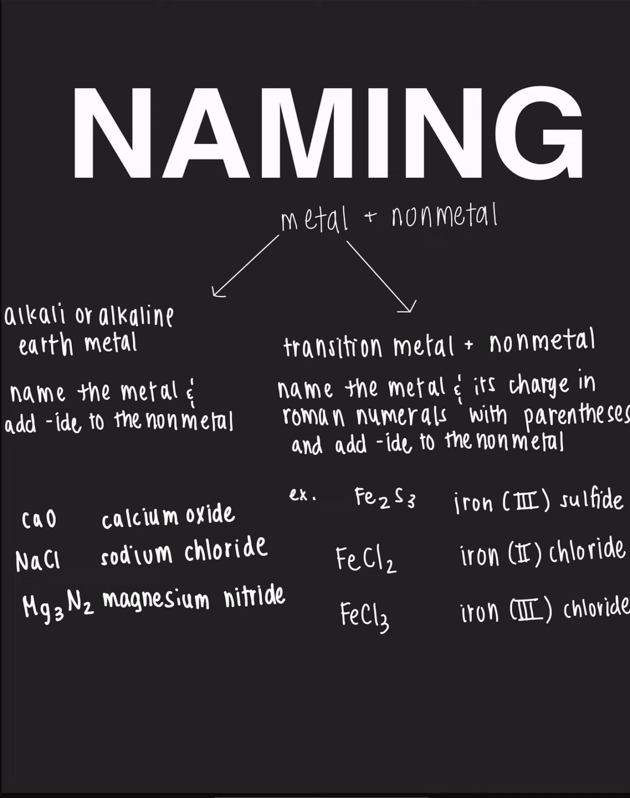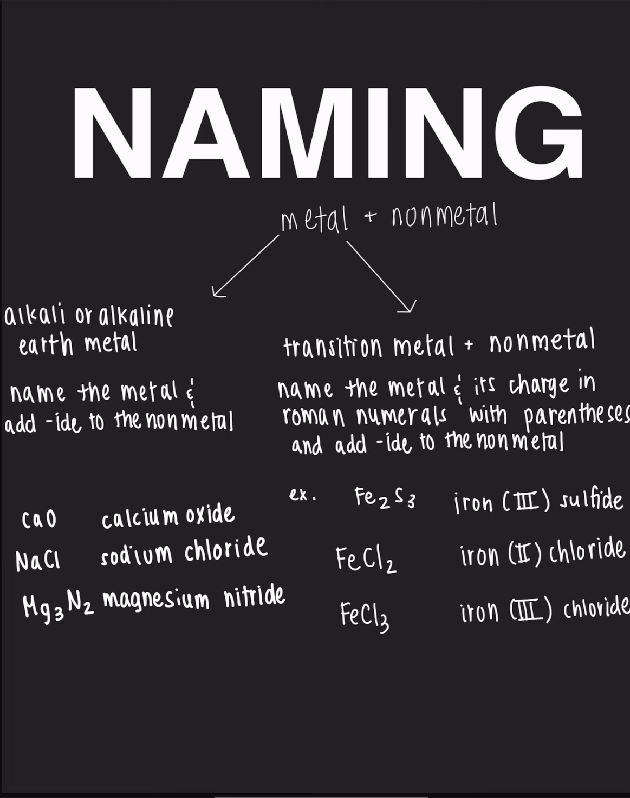Okay, going back to this video, it's not that complicated, y'all. I know it can seem quite daunting at first, but it's not that bad, I promise. So if you have an alkali or alkaline earth metal, and if you're like, what is that? I have a video on the periodic table. But for this purpose, it's group 1 and group 2A. And if that still doesn't make sense, then definitely go and check out that video. You're going to name the metal, and then you're going to add "ide" to the non-metal.